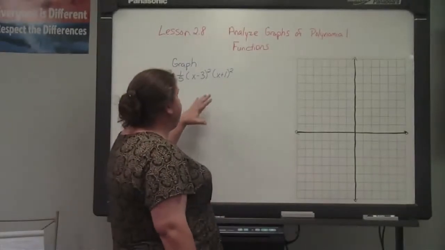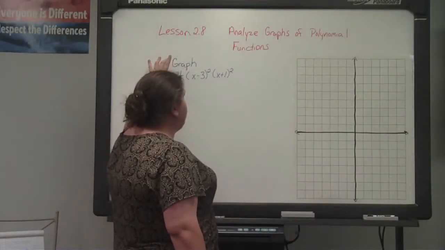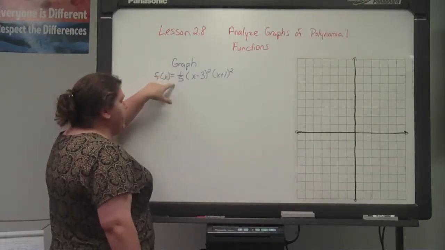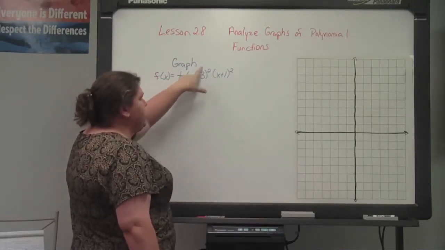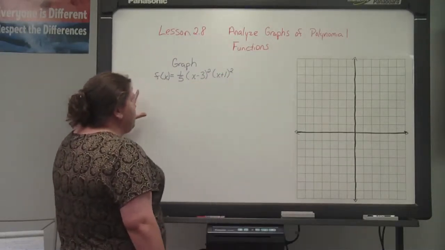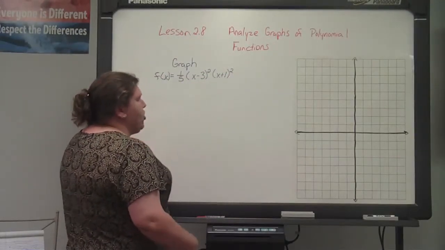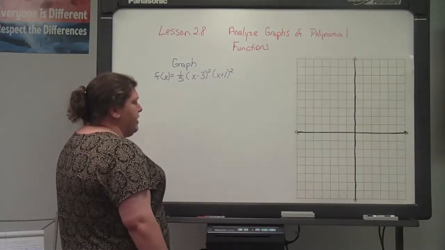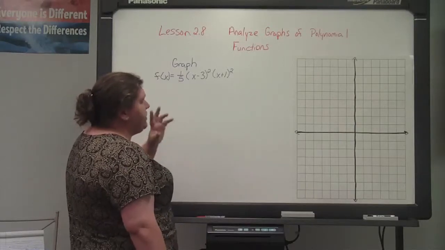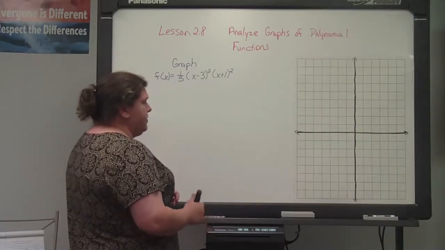What we are fixing to do is graph f of x equals 1/5 times (x minus 3) squared times (x plus 2) squared. Once we graph this, then we're going to look and see what our local minimums and local maximums are. And that will be analyzing graphs of polynomial functions.